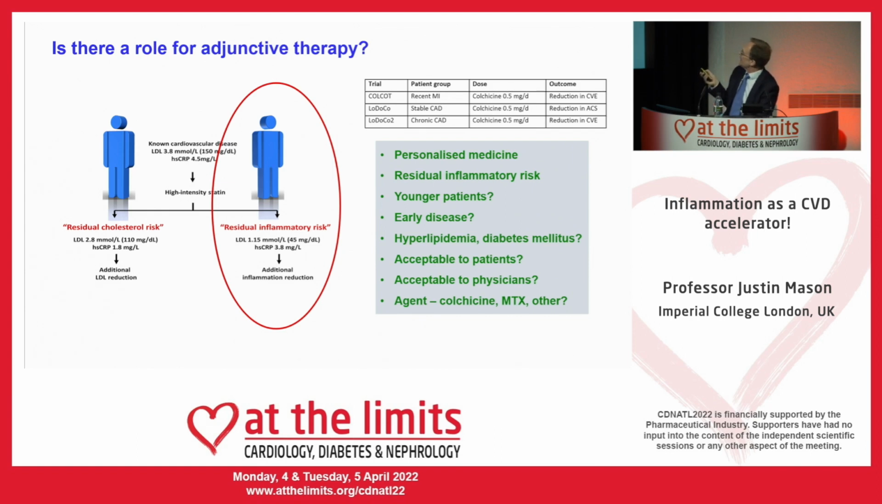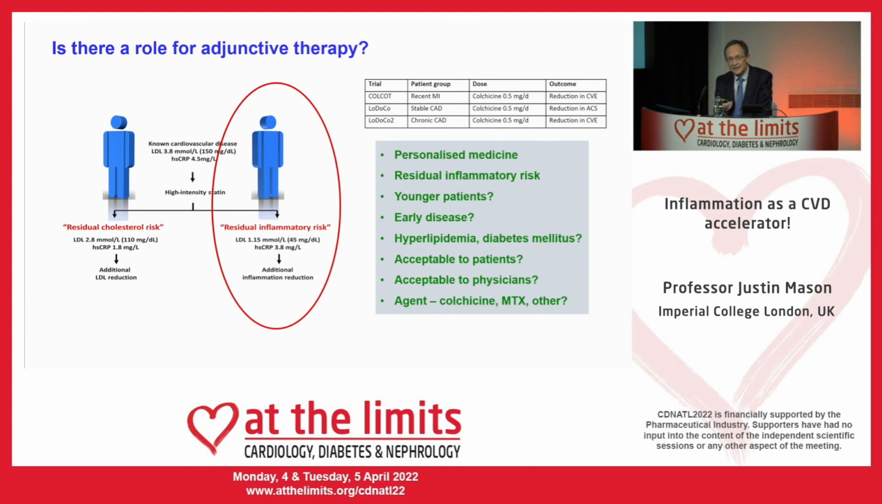And the quite surprising but quite gratifying results from the studies of colchicine, which I've summarized here, COLCOT, LoDoCo2, and LoDoCo, suggest that low-dose colchicine, 0.5 milligrams per day, can have effects on cardiovascular events, both relatively immediately following myocardial infarction, but also in stable and chronic cardiovascular disease. So I think it would require a personalized medicine approach. We'd have to select out those with residual inflammation. Probably we'd want to be targeting younger patients, although with additional risk factors, maybe diabetes, maybe hyperlipidemia.